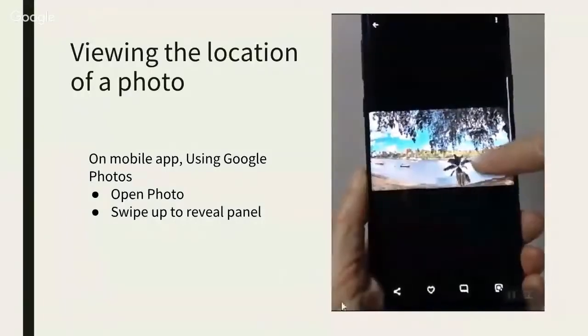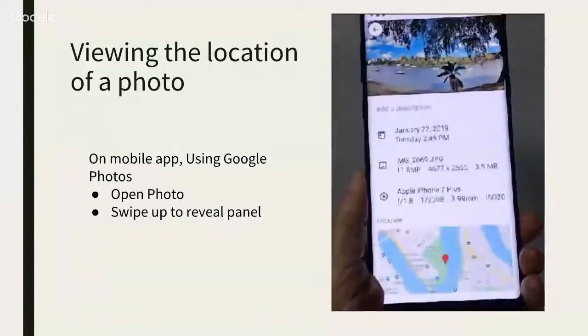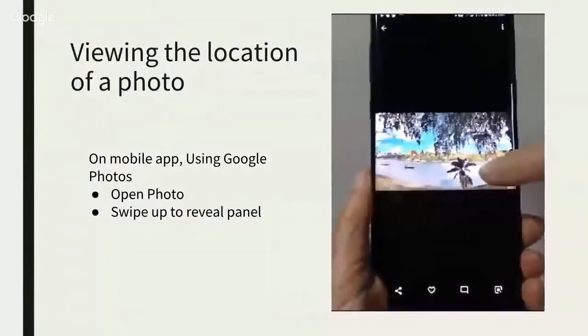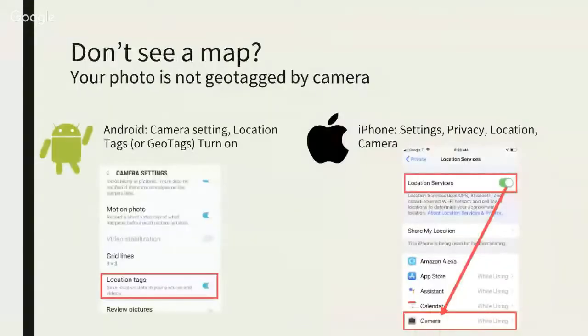On a phone, when you're using Google Photos, you just swipe up on the photo to reveal the info panel. And if you don't want to see it anymore, you swipe down. So just swipe up, swipe down. If you try that on any of your photos and you don't see a map, that means that your photo doesn't have the location information, sometimes called geotagging. You either took the photo using a regular camera that doesn't have GPS built in, or your settings are not turned on your phone to do the geotagging.